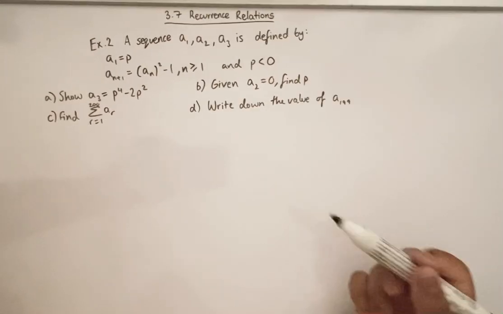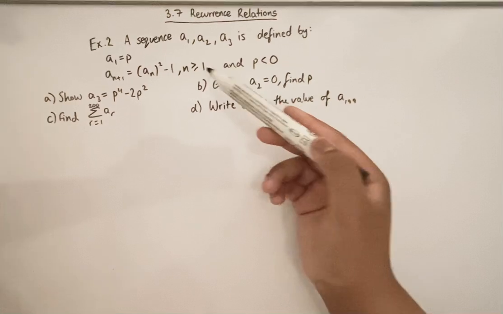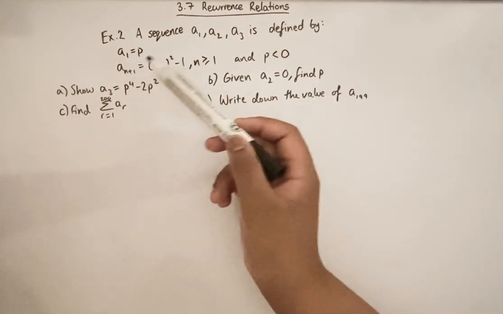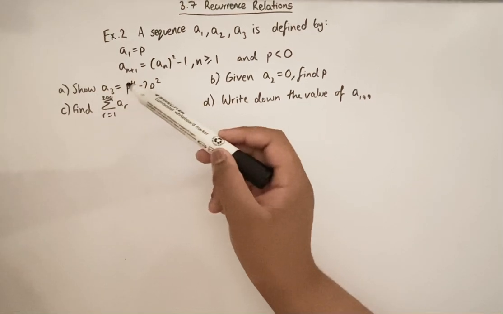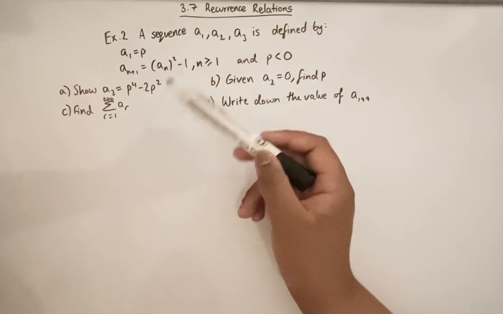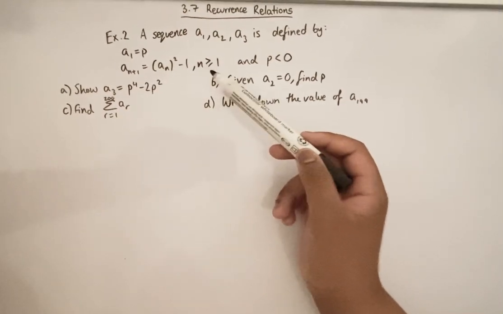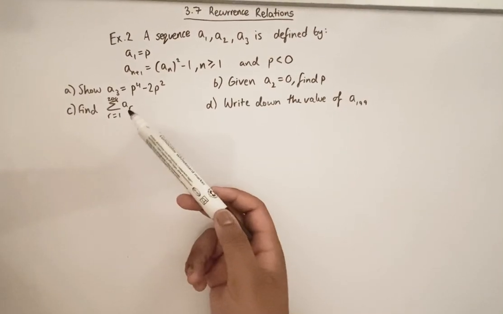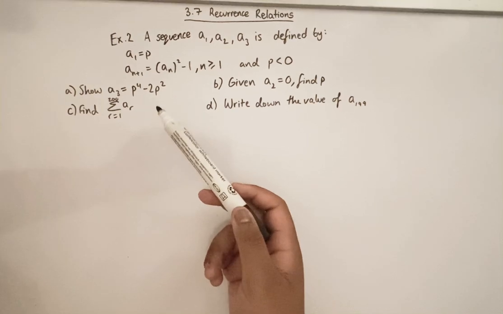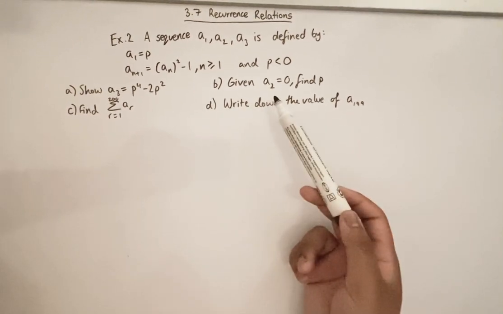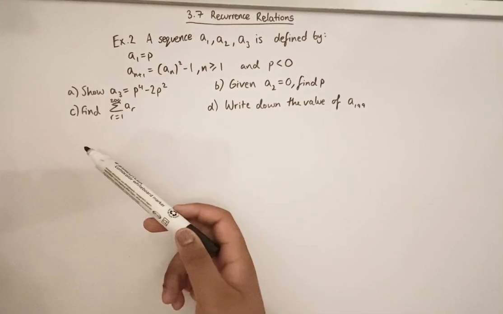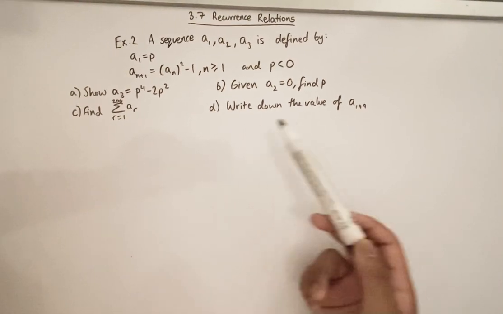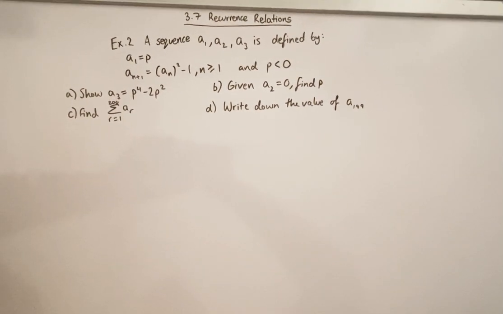Let's do another example. The sequence a_1, a_2, a_3 is defined by a_1 equals p, a_{n+1} equals a_n squared minus 1, where n is greater than or equal to 1, and p is less than 0. Part A, let's show a_3 equals p to the 4 minus 2p squared. Part B, given a_2 equals 0, find p. Part C, find the sum from 1 to 200 of a_r, and D, write down the value of a_199.